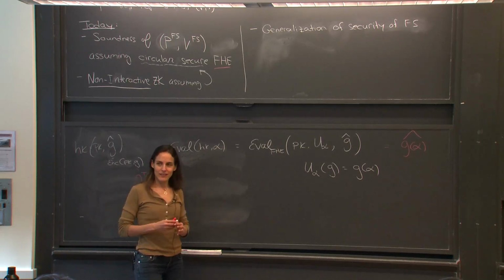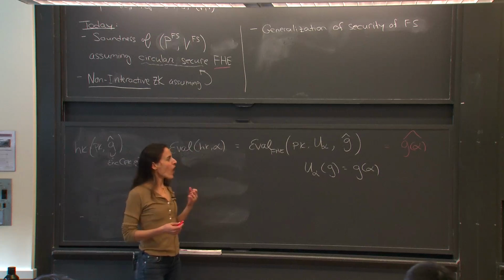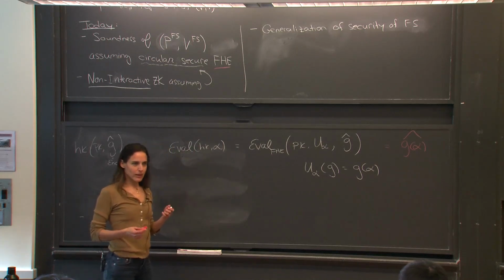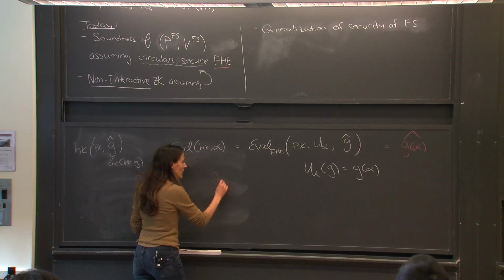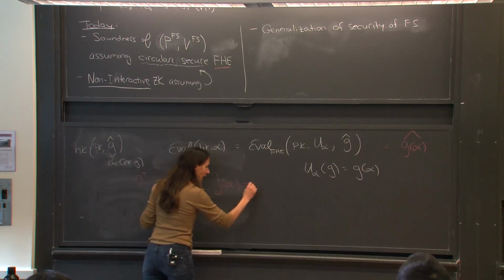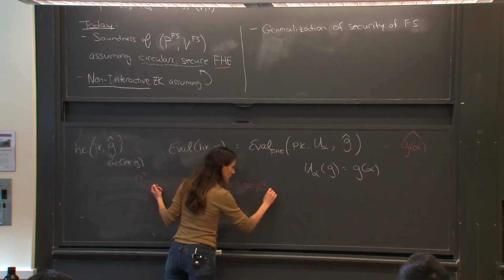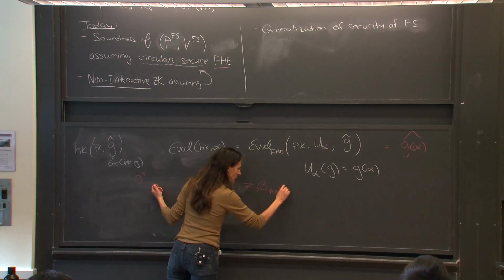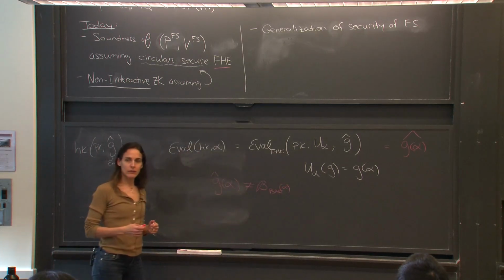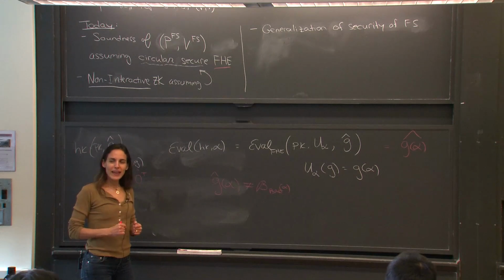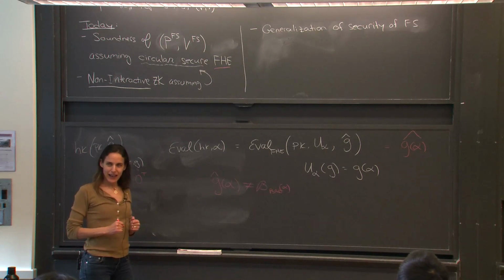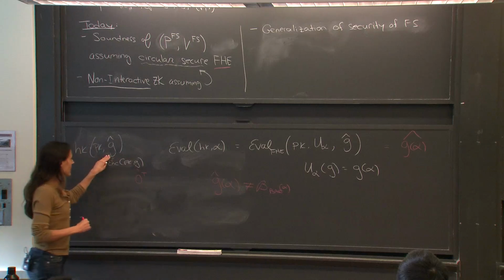But here's their idea. Look, all we need to argue is that for every alpha, G of alpha is not beta bad. That's all we need. So then in the analysis, I'm going to say, so again, this is the actual hash function.